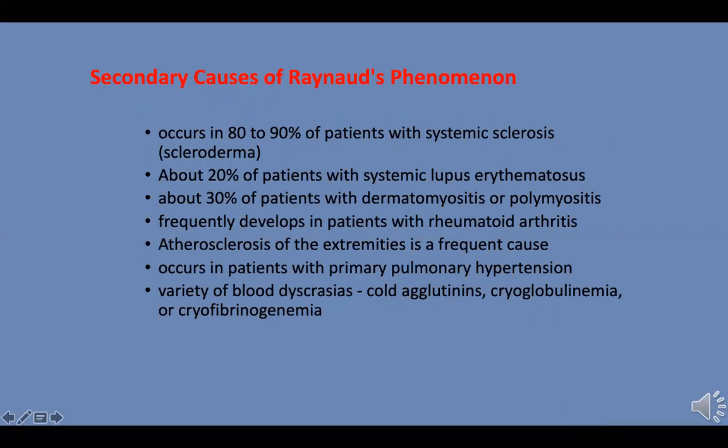Secondary causes of Raynaud's phenomenon occur in 80 to 90% of patients with systemic sclerosis or scleroderma, about 20% of patients with SLE, and 30% of patients with dermatomyositis or polymyositis. They also frequently develop in patients with rheumatoid arthritis. Atherosclerosis of the extremity is a frequent cause. They also occur in patients with primary pulmonary hypertension and a variety of blood dyscrasias like cold agglutinin, cryoglobulinemia, or cryofibrinogenemia.